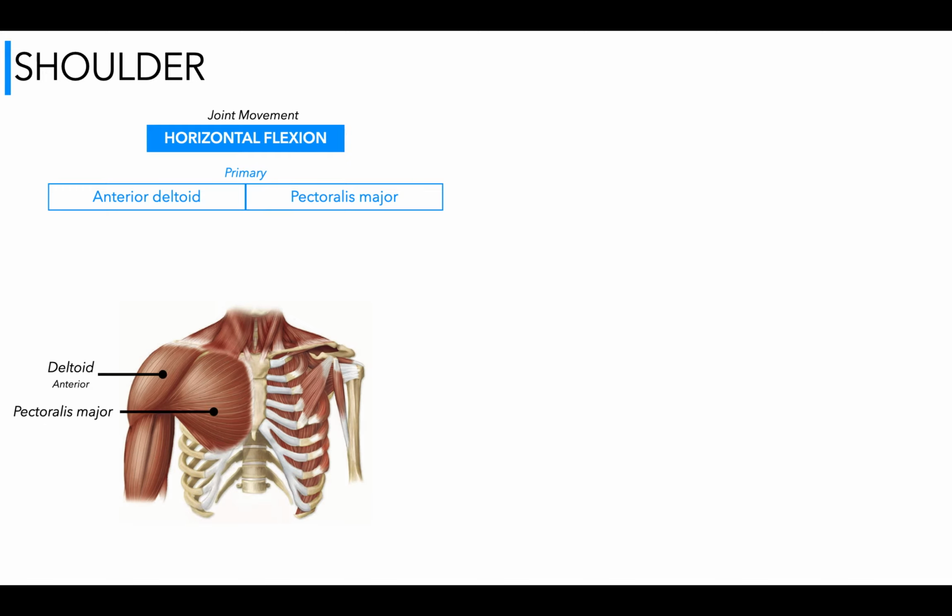Moving on to horizontal flexion, and the exact same as flexion, primary anterior deltoid and pectoralis major, which are right there, secondary biceps brachii. Okay, so the same muscles are involved as shoulder flexion.